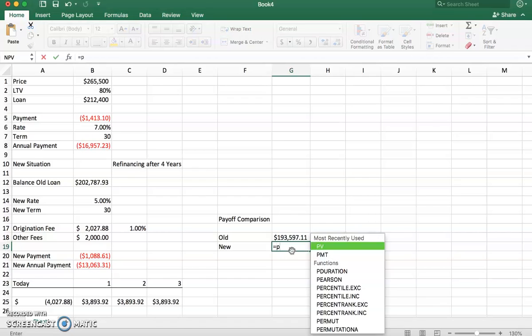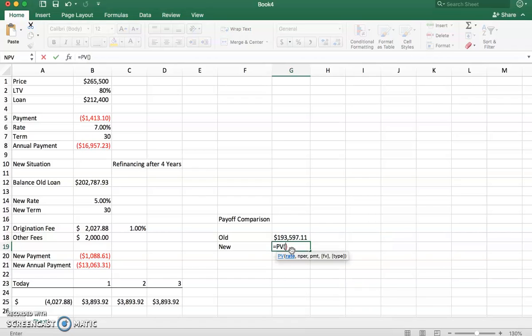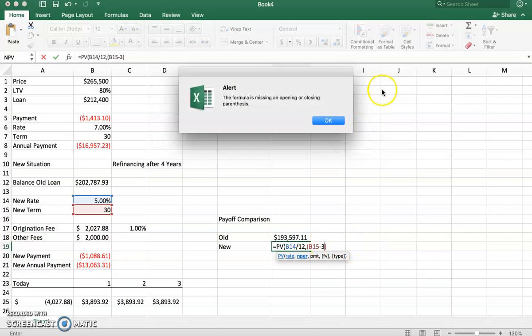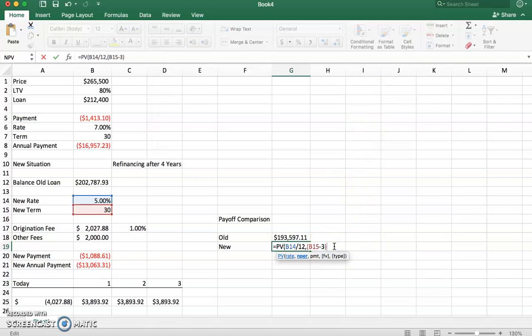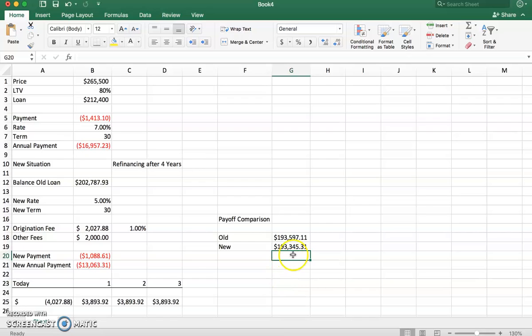Exact same idea with the new one, present value function. We're just going to use different information. So we have the new rate divided by 12. 30 years minus, we're going to do 3 years this time, because we only have to wait 3 years until we're moving. Years times 12, and then we use the new payment. Okay, perfect. All right, so these are very close.